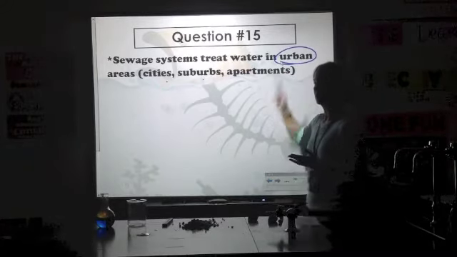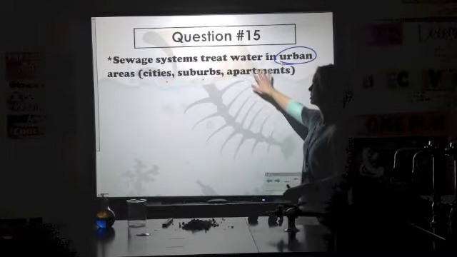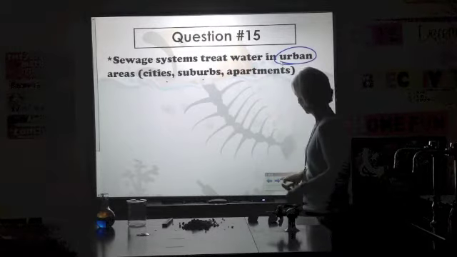We have pipelines that are connected to our homes. It takes that sewage out and brings water back. This is a sewage system.